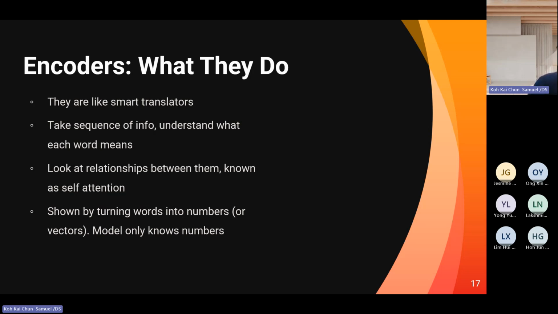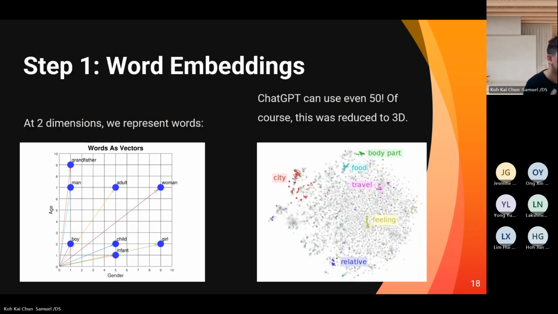So the weightage itself is how important the word is in the probability context, right? And then it's shown by turning words into numbers or vectors. Since the model only knows numbers, we can only turn these words into numbers that are suitable for this model to understand, because it only understands numbers. So moving on, you have word embeddings. What do I mean by turning words into numbers?